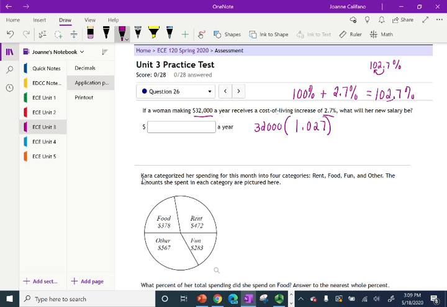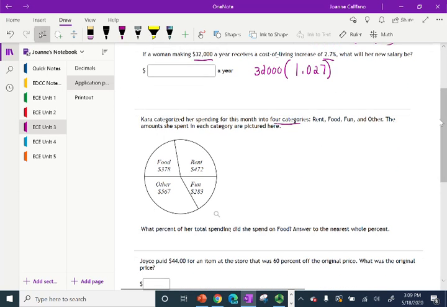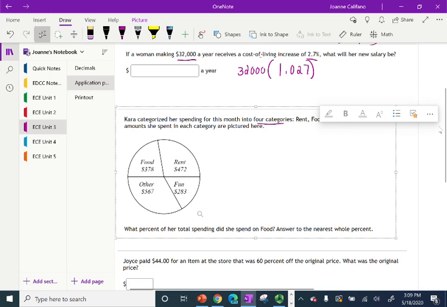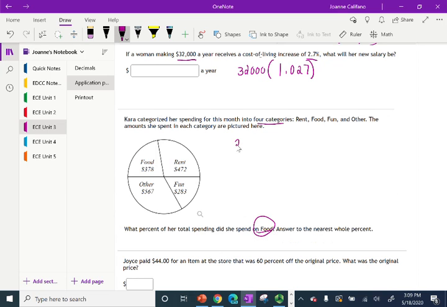But I want to look at this one. Kara categorized her spending for the month into 4 categories. The word problem says, what percent of her total spending did she spend on food? What percent? We don't know. We only know the exact amounts. On food she spent $378 out of her total. And we want to turn that into a percent. First, I would turn it into a decimal, and then I would turn it into a percent.